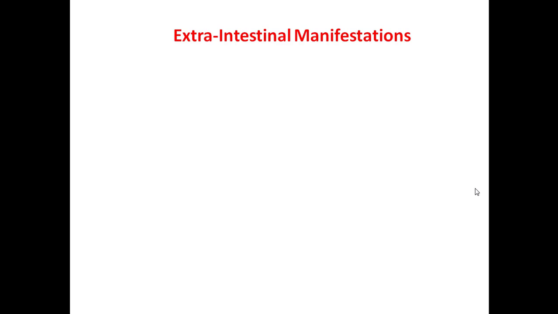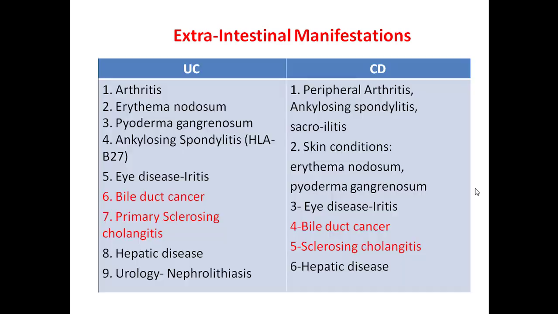Extra-intestinal manifestations of IBD are prevalent in both UC and Crohn's disease. The most common manifestations involve the musculoskeletal and dermatologic systems. Here is a table of the wide variety of extra-intestinal manifestations that can occur in both UC and Crohn's disease, that involve the hepatopancreatobiliary system, for example, PSC or primary sclerosing cholangitis, as well as the ocular, renal, and pulmonary systems.